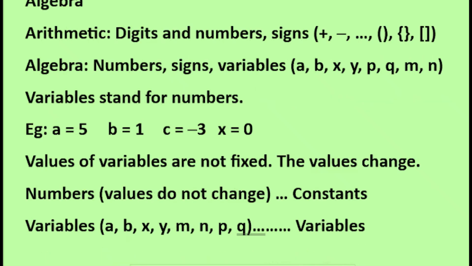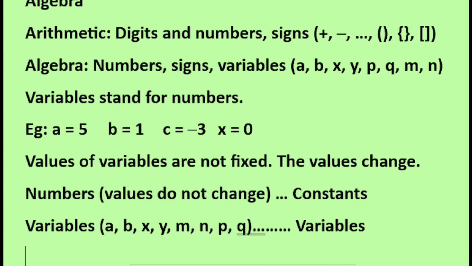So variables are usually alphabets, the values will change. A equal to 1 means A equal to 1 in that particular question. In the next question, the value of A will change. B equal to 3 means B equal to 3 only for question number 1. B is not equal to 3 in question number 2. X equal to 0 means X equal to 0 only for question number 1. X is not 0 for question number 2. X is not 0 for question number 3.